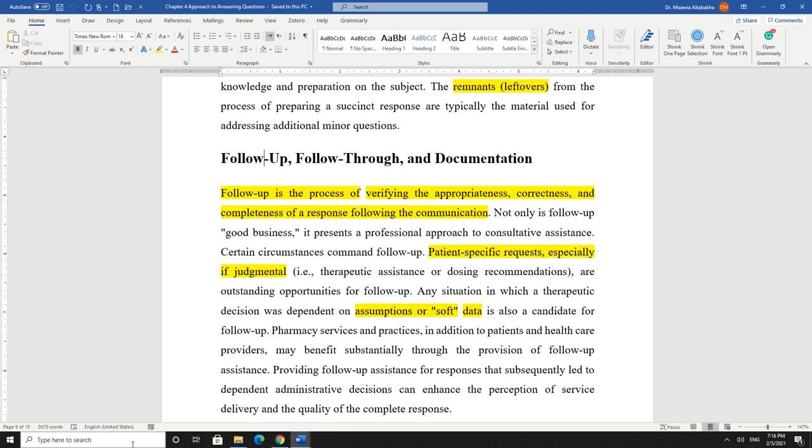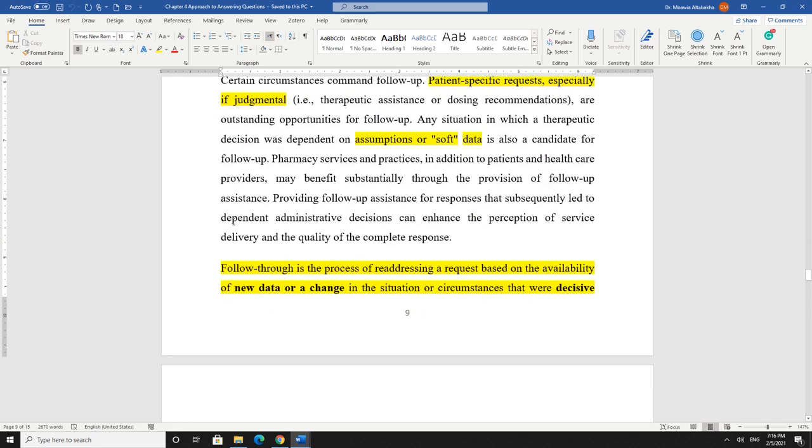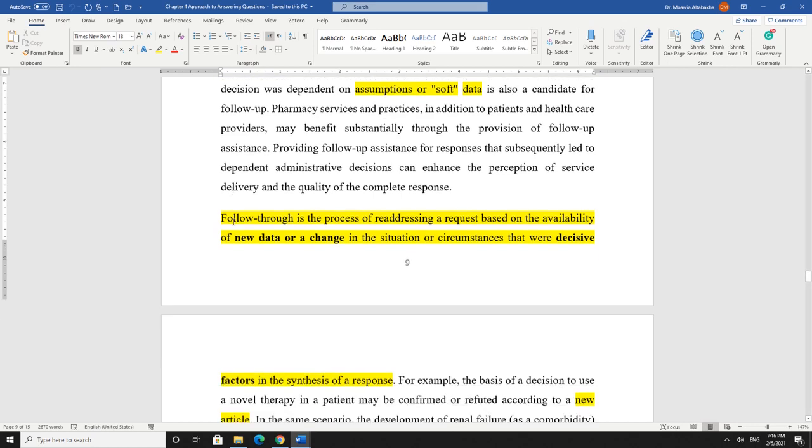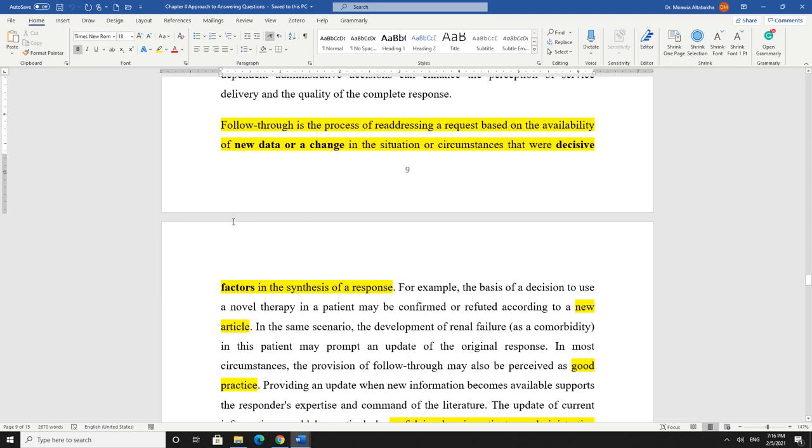Okay, but in follow through this can happen after really some time. Follow up is considered as good practice. You care about the person, so your service is of good quality. Okay, but follow through is different.